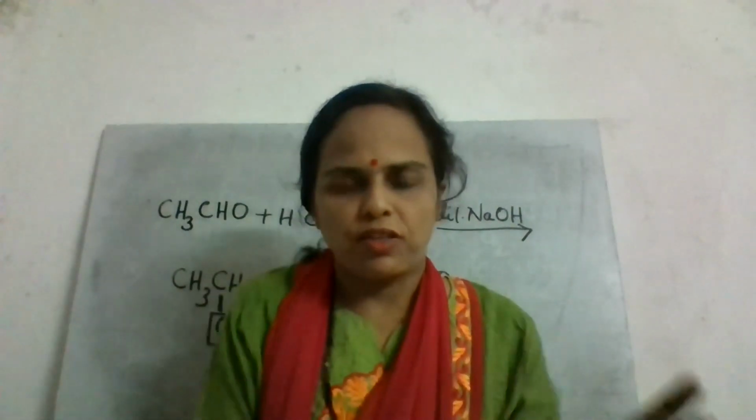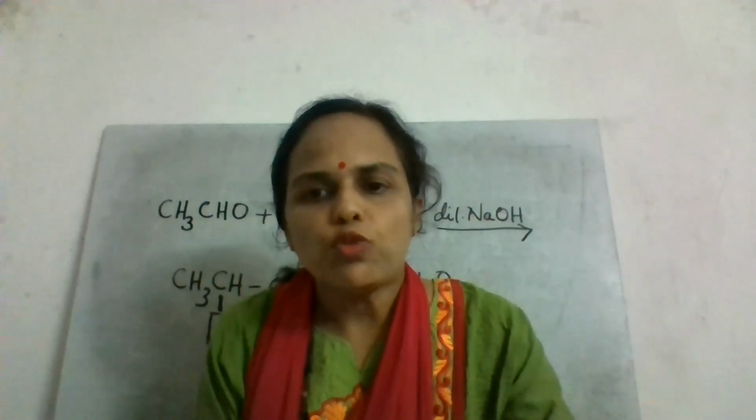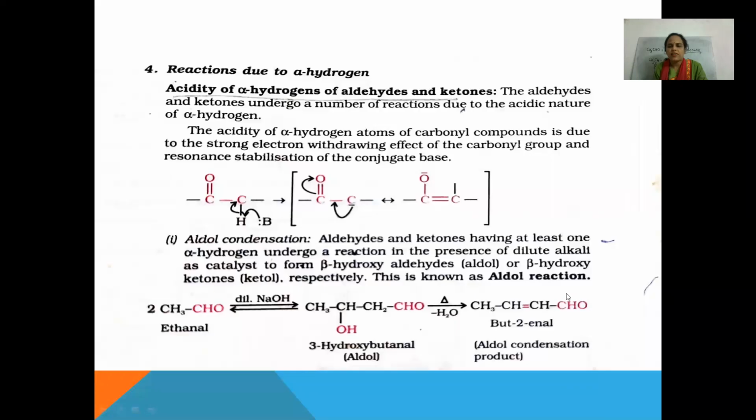This is plain aldol condensation reaction. Hope you have followed. So two same molecules of aldehyde can react with one another in presence of a dilute base, forming aldol, and this is unstable, removes water molecule on heating and results in the formation of but-2-en-1-al.